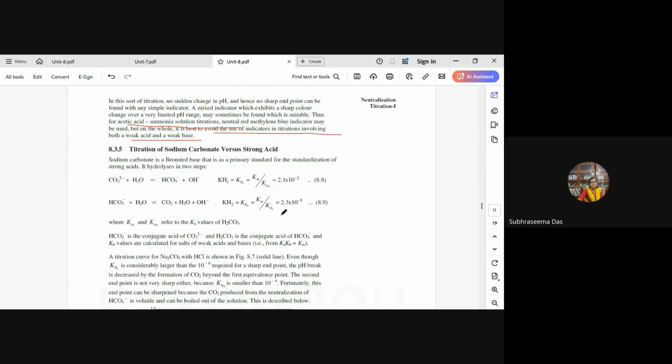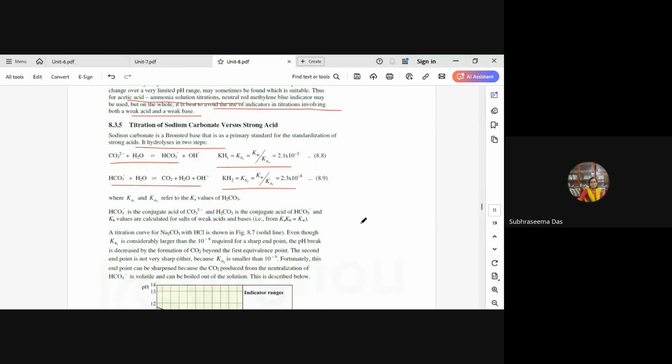Then coming to the titration of sodium carbonate versus a strong acid. Sodium carbonate is a Bronsted base that is a primary standard for standardization of strong acids. It hydrolyzes in two steps. First, carbonate plus H2O gives bicarbonate ion plus hydroxide ion. Then bicarbonate ion plus H2O gives CO2 plus H2O plus OH-. The subsequent steps have been given there. HCO3- is the conjugate acid of the carbonate ion, and H2CO3 is the conjugate acid of the HCO3- ion.